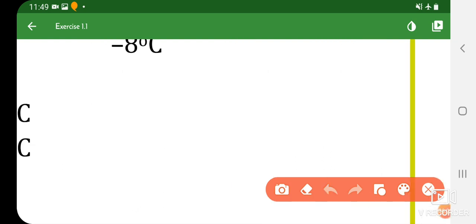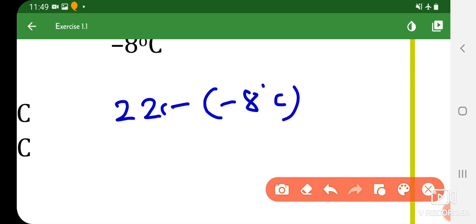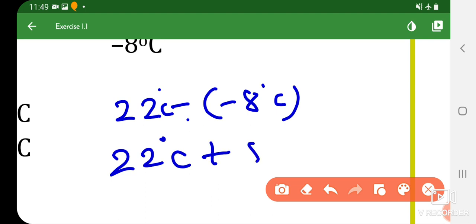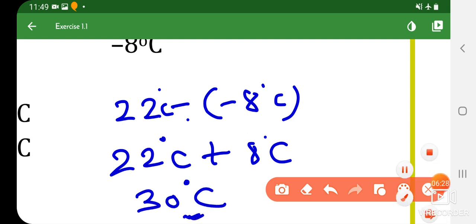So we can see here 22 degrees Celsius. And difference means minus, so I have to put here minus and -8 degrees Celsius, and we can also put Celsius here. So 22 degrees Celsius as it is, this minus and minus is plus 8 degrees Celsius. 22 and 8 is 30 degrees Celsius. So our answer is 30 degrees Celsius.